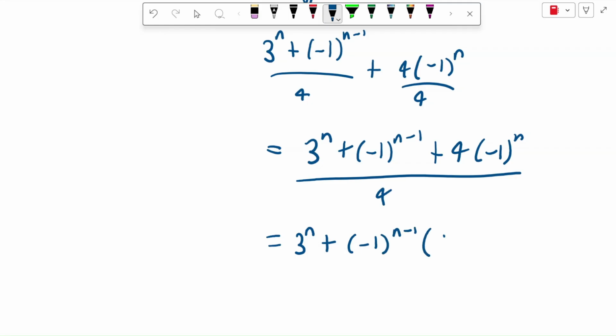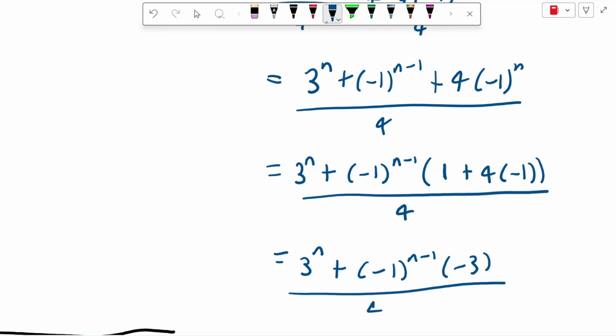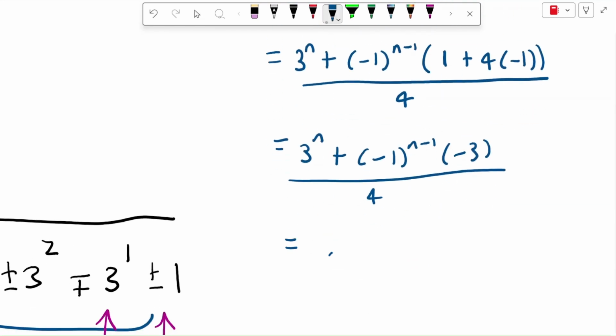What we're left with is 1 and 4 times -1, just like that. Okay, so that would be 3^n and then (-1)^(n-1), and that would be -3 inside the brackets, all over 4. So this would be 3^n - 3 times (-1)^(n-1).